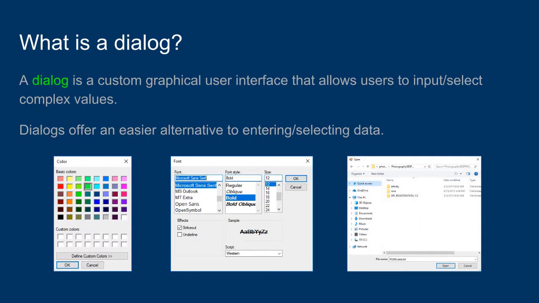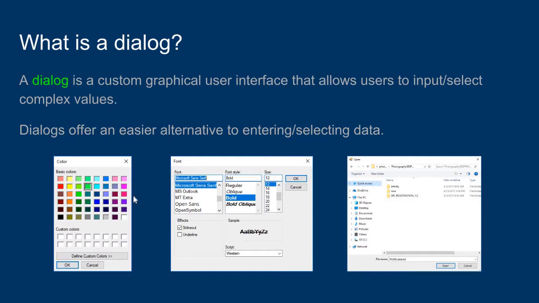There are some values that the user would enter, like maybe a number value, where other controls exist for easy entry. A text box is a very convenient control for entering string data. Maybe a numeric up down is a convenient control to input number values. But what if you wanted to enter in a value like a color? A color is more of a complex type of value. And so dialogs offer an easier alternative to entering certain types of data.